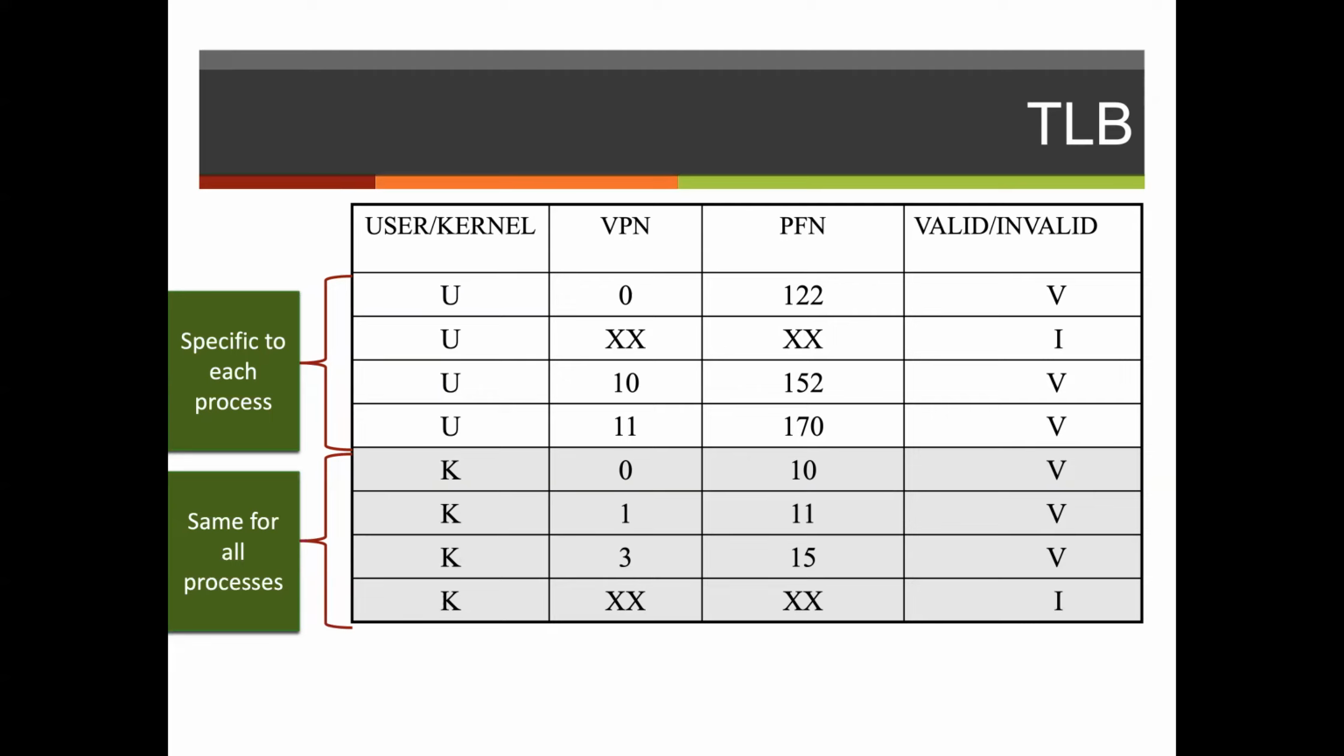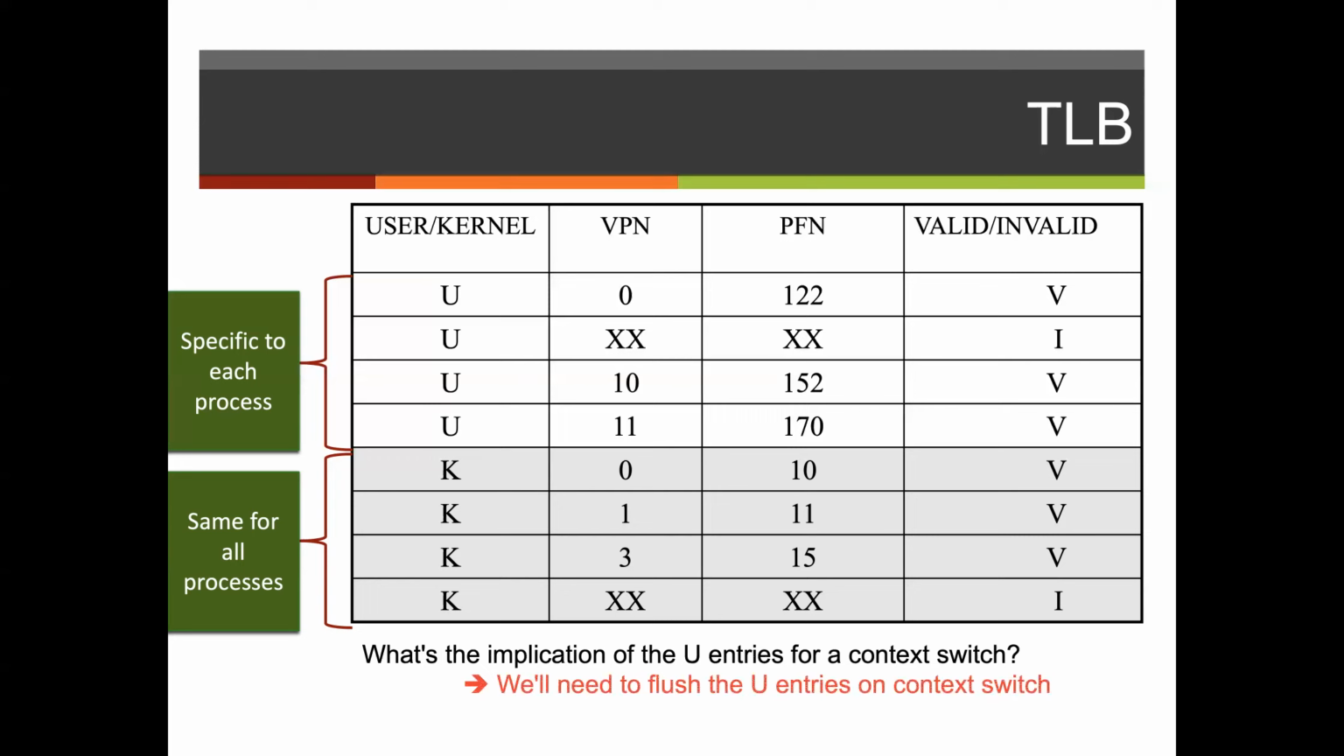And so with this in mind, we can say that the small table that we have for our TLB is a type of caching that we use. So what might be the implication of the U entries if we have a context switch? If a context switch occurs, that means that we would have to flush out all of our user entries in our TLB.